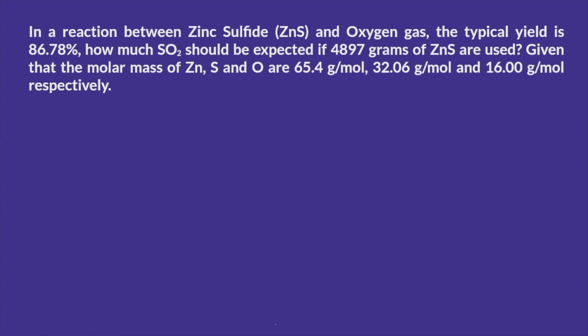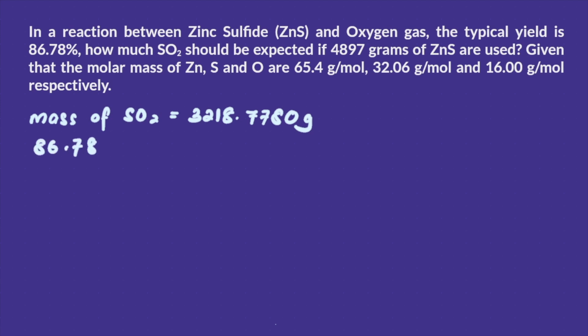So from the previous calculation, we know that the mass of your SO2 is equivalent to 3,218.7780 gram. And then they say that the percentage yield is 86.78%. So you were asked to calculate what is the expected yield. So expected yield is equivalent to the actual yield divided by the theoretical yield, which is this one.